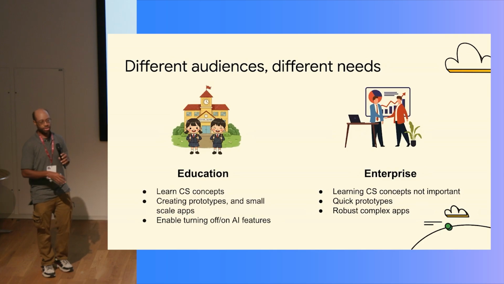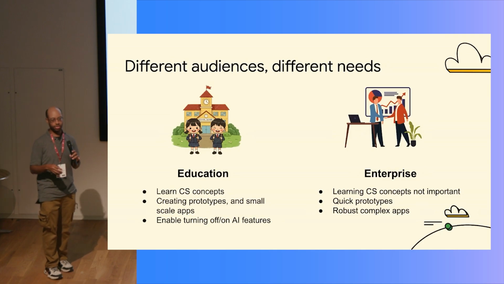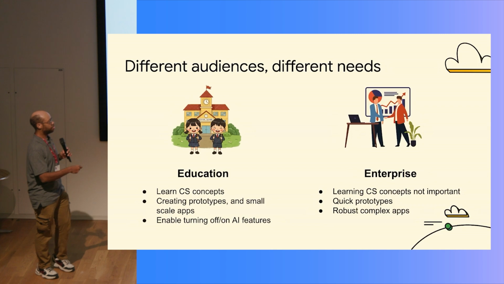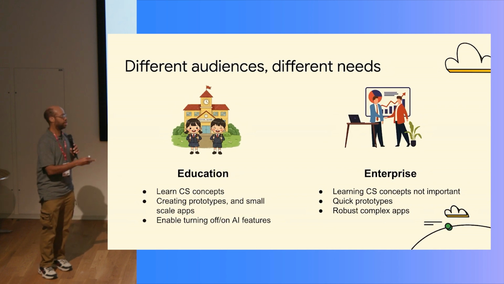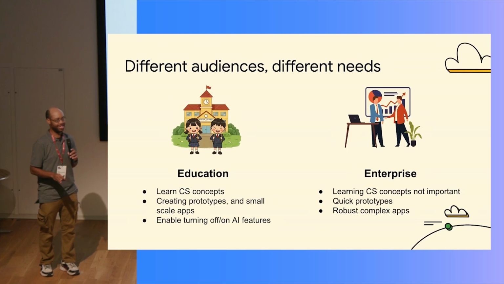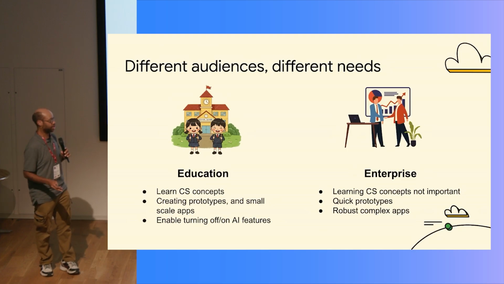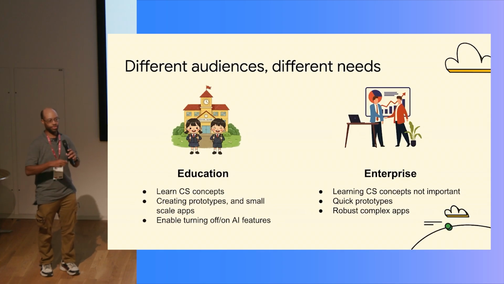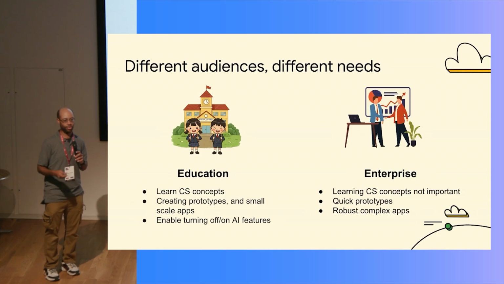And then some are great. We want people to use it all the time. And sometimes we have stuff in between: use all the blocks, try to figure it out, and then see what AI does. And that's very different from our enterprise customers who are not there to learn CS concepts at all. They just want an app. They want it to work. They want it to work quickly. And they want it to be robust, so that it's going to work and scale for whatever their needs are.